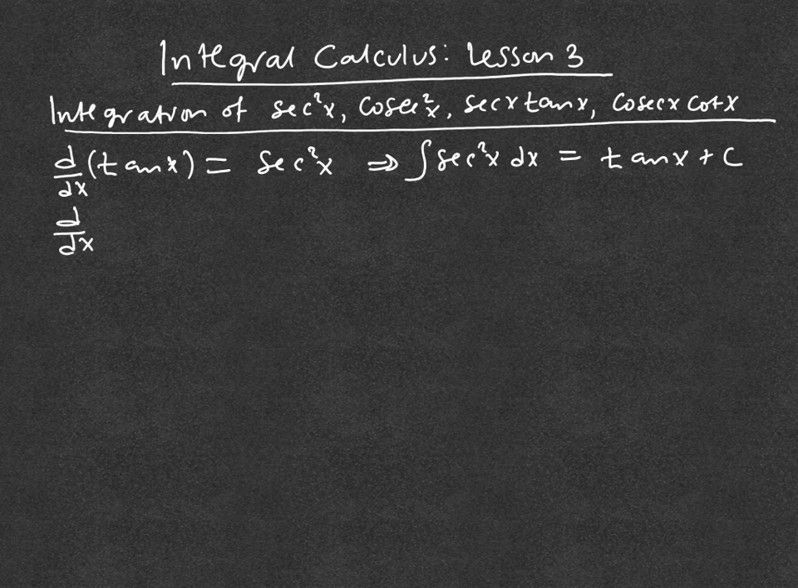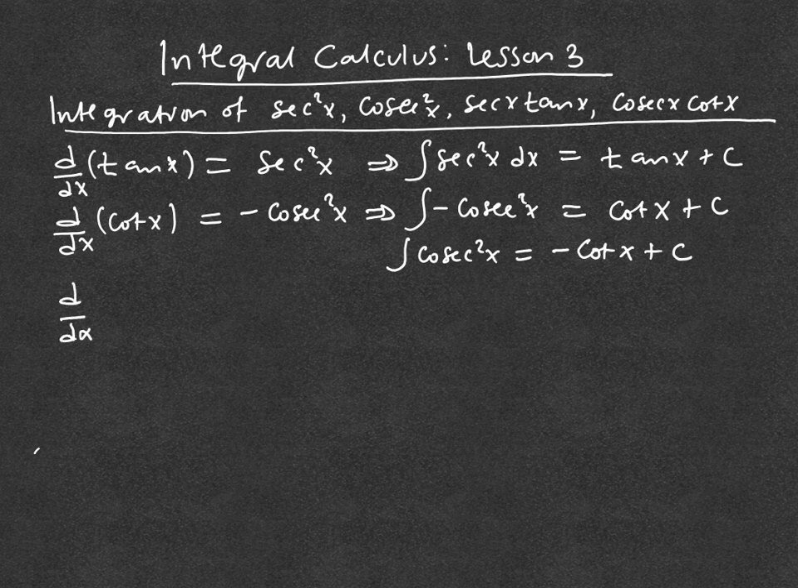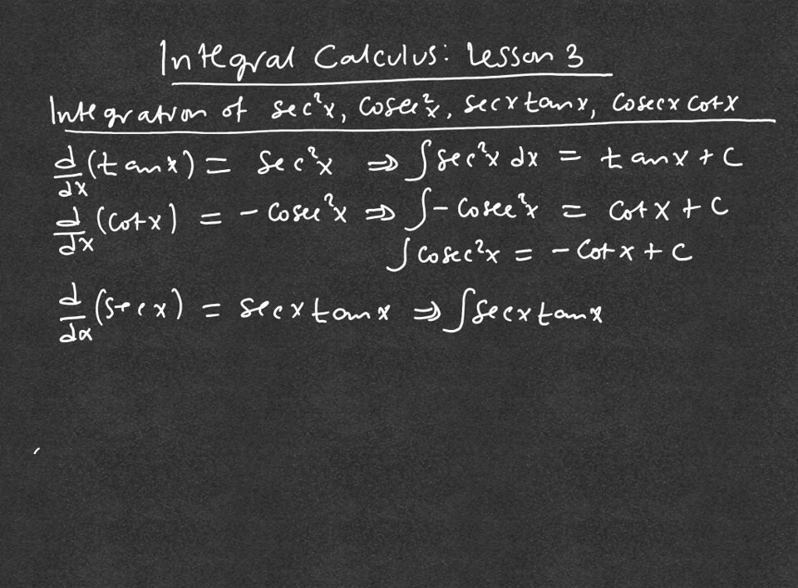So what if we differentiate cot x? What do we get? We end up with negative cosec squared x. So it means that if I integrate negative cosec squared x, it will give me cot x plus c. But I can divide through by the negative, and the integral of cosec squared x gives me negative cot x plus a constant of integration. Now, d by dx of sec x gives sec x tan x, meaning that if I integrate sec x tan x, it will give me sec x plus a constant of integration.